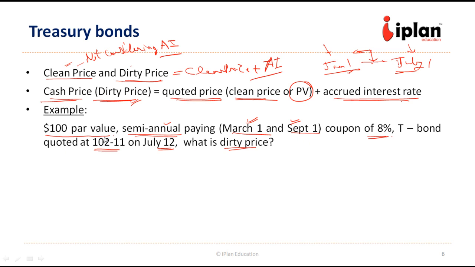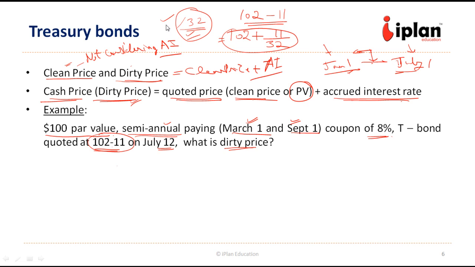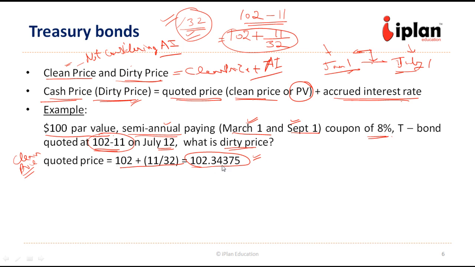Before that, we need to understand the quotation. Treasury bonds are quoted in divisions of 32. So when I say the price is 102-11, that means 102 plus 11 by 32. So that gives us the actual price. This is a convention which we need to remember. Bond price will be quoted as 102-11. Dash 11 means 102 plus 11 by 32. So that needs to be remembered in the context of treasury bonds. Now if we want to calculate the quoted price, or the clean price, first we need to find out what is the clean price. This is 102 plus 11 by 32, which is 102.34375. This is the quoted price.